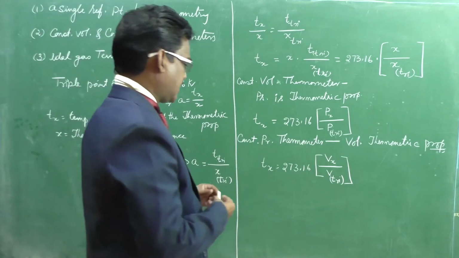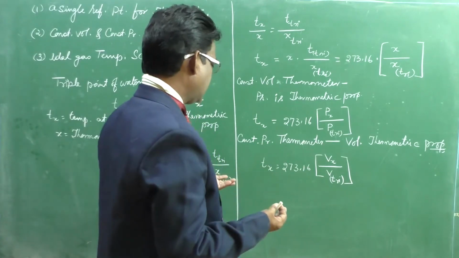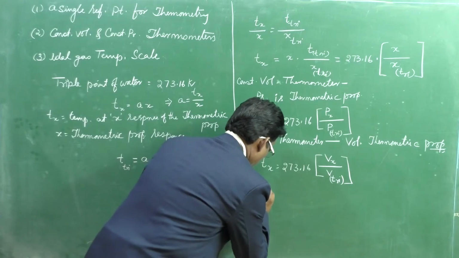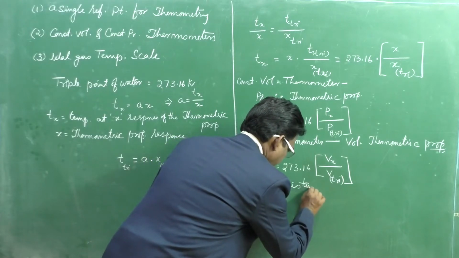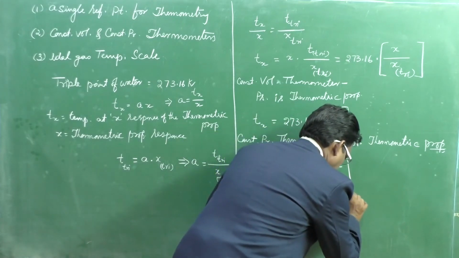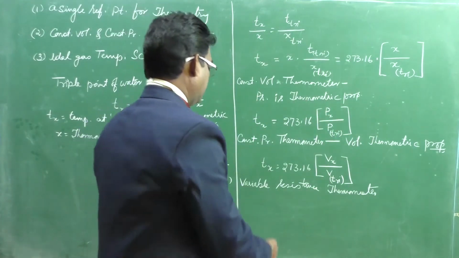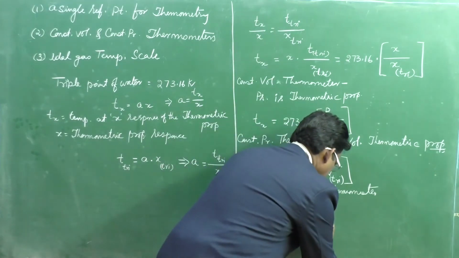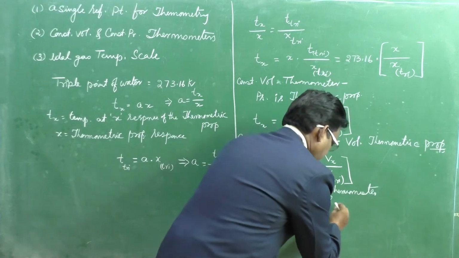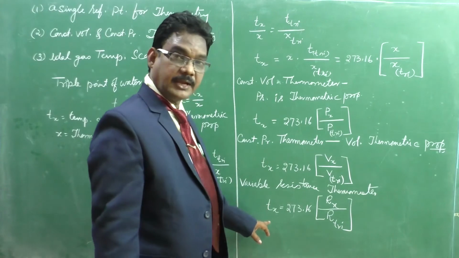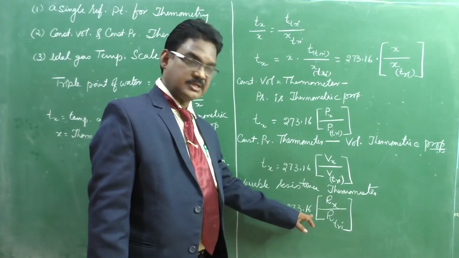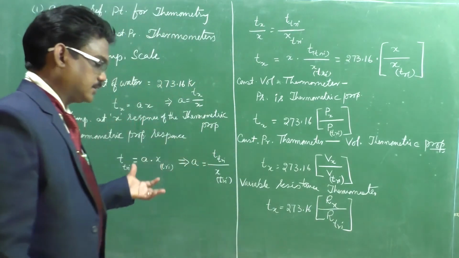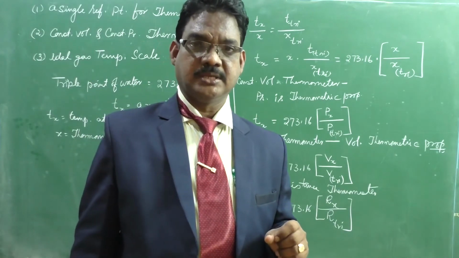In the resistance based thermometer, that variable is the resistance. Therefore, in the variable resistance thermometer, Tx is equal to 273.16 into resistance of the respective thermometric substance at x instant. Variable resistance thermometer T at x instant is equal to 273.16 into resistance at x instant divided by resistance at the triple point. Likewise, we can write the equation for the thermocouple based thermometer as well as the mercury thermometer.